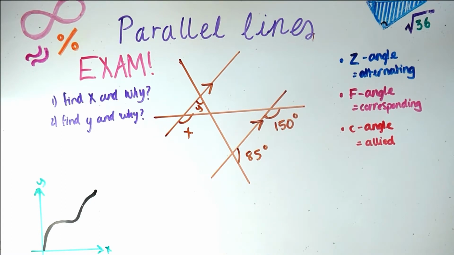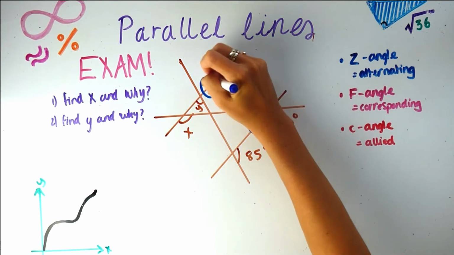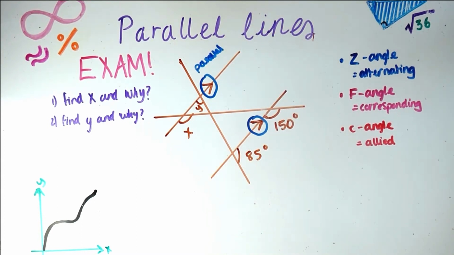Okay, so this is the next example, and we have find X and Y. First thing, I see the diagram and I notice that it has these two arrows. So these two arrows tell me the lines are parallel, so I know that I'm looking at angles in parallel lines, so I'm probably going to have to use my Z angles, F angles, C angles rules. So let's have a look at what we can see.